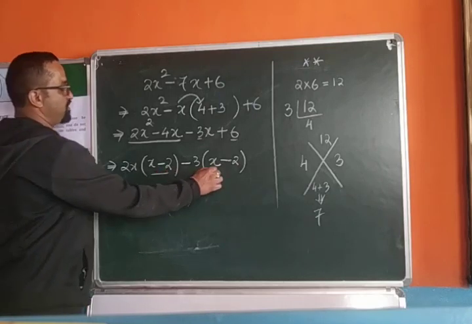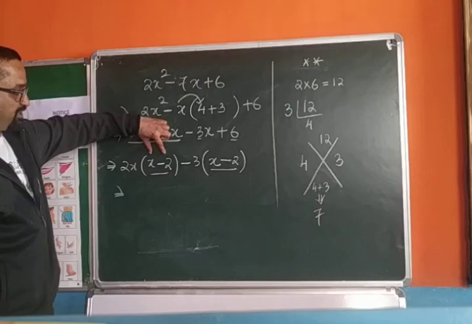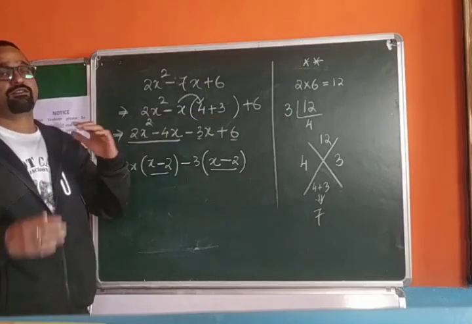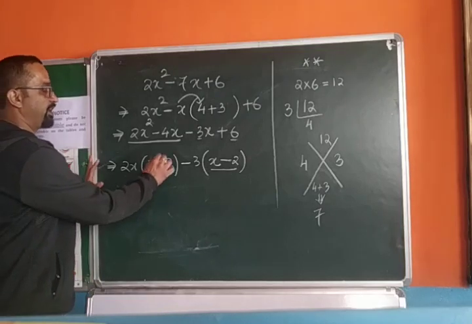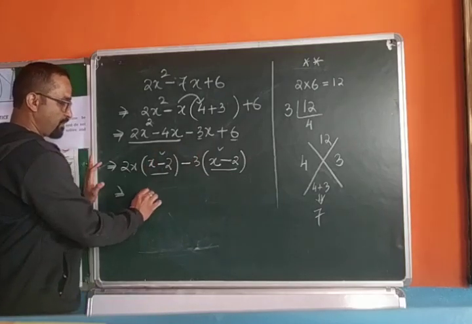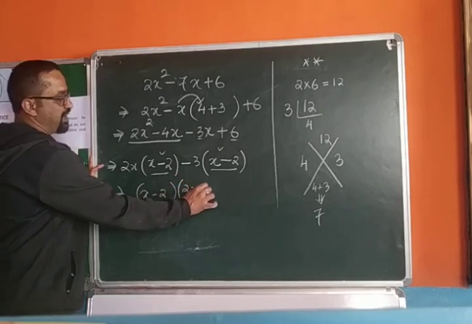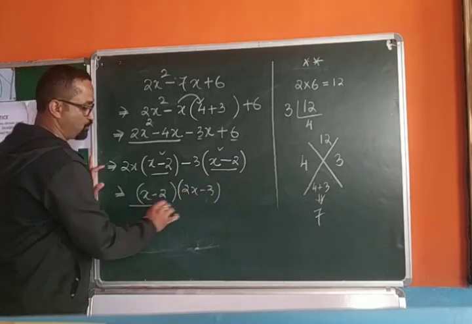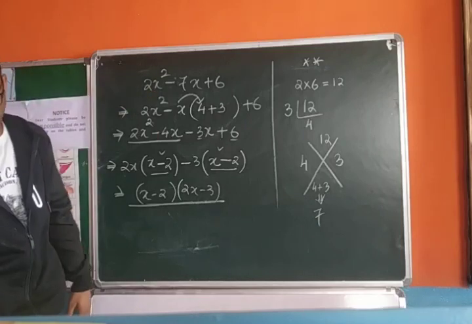Look at the terms inside the bracket. And please do remember, the terms inside the bracket must be similar, like terms. Take it common. x minus 2, 2x minus 3. These are the 2 factors of the given trinomial.